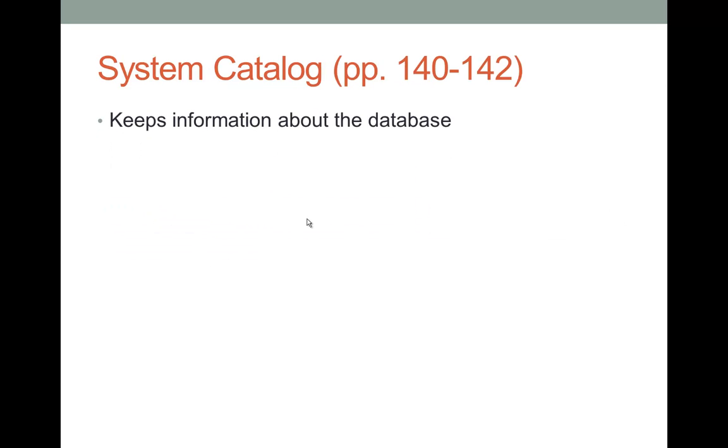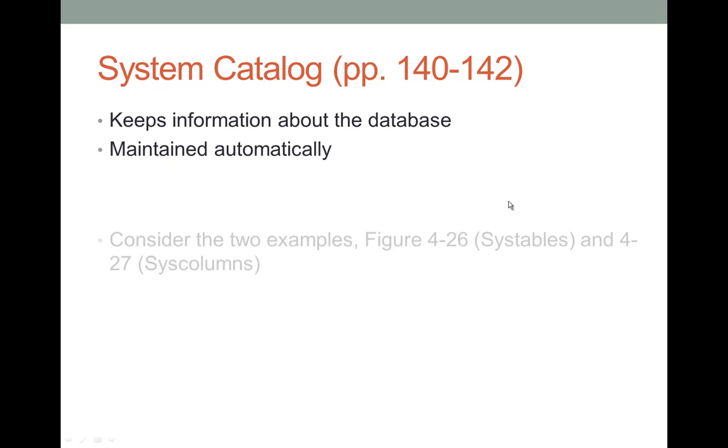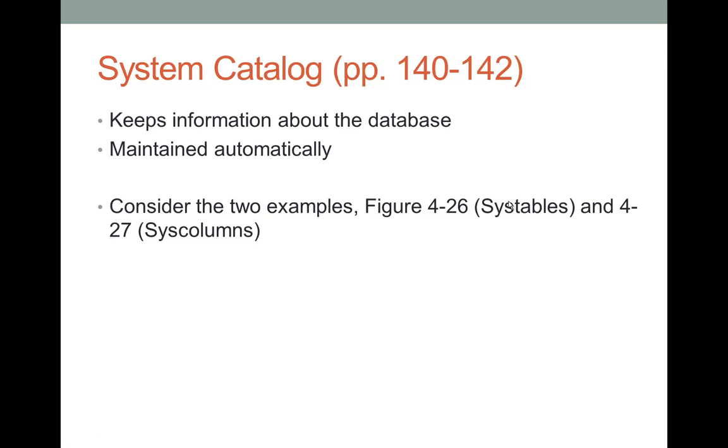On pages 140 to 142, the author talks about the system catalog, and the system catalog keeps information about the database and it's maintained automatically. So it's kind of like a set of tables that keep track of what the tables are in the database and what the columns are in the tables, the types of columns and the properties of the columns, and there's a number of them. The author really only draws your attention to two, so go ahead and take a look at figures 4-26 and 4-27, which they're referring to as sys tables and sys columns.